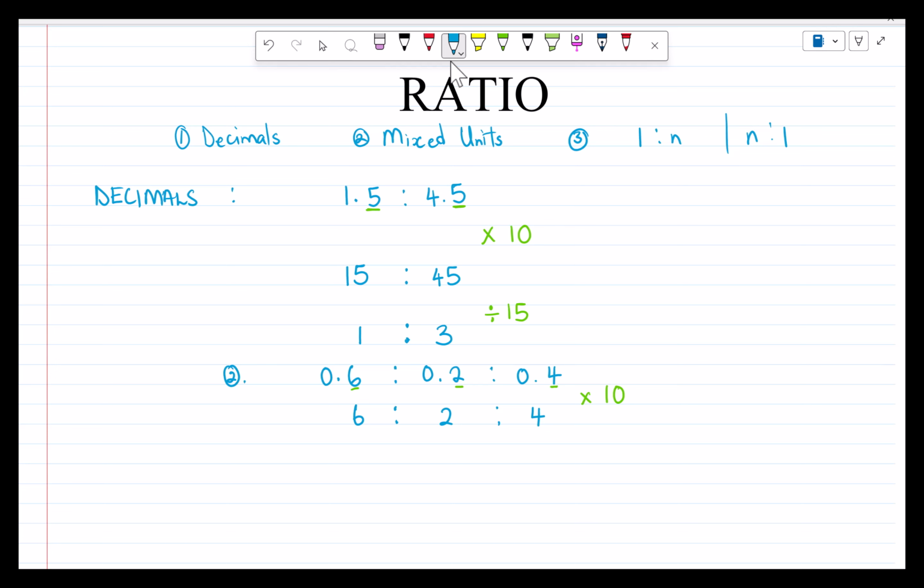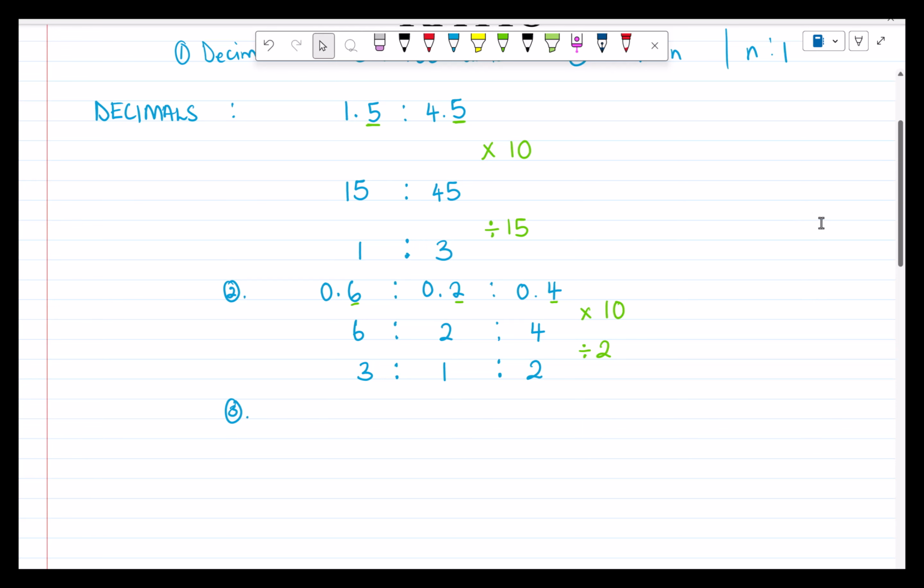Then we go ahead and look for the highest common factor of 6, 2, and 4, and our highest common factor is 2. So we're going to divide all 3 by 2. 6 divided by 2 is 3, 2 divided by 2 is 1, and lastly 4 divided by 2 is 2. So this is our final ratio, 3:1:2.